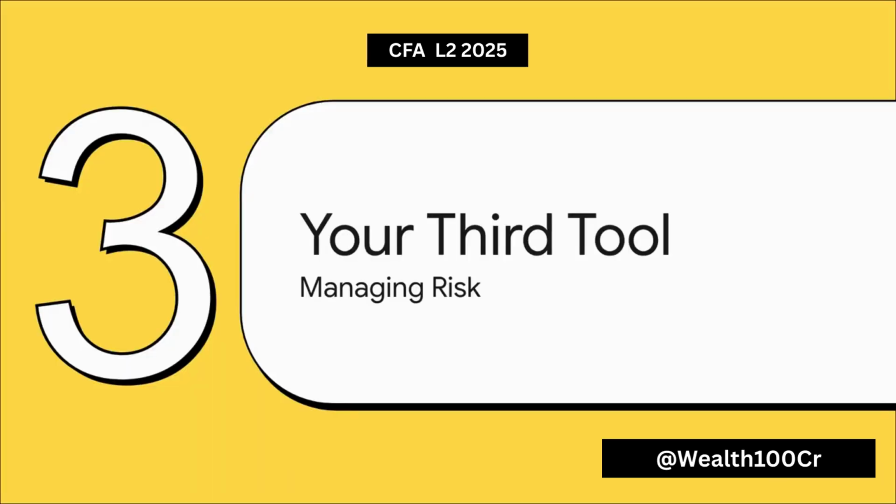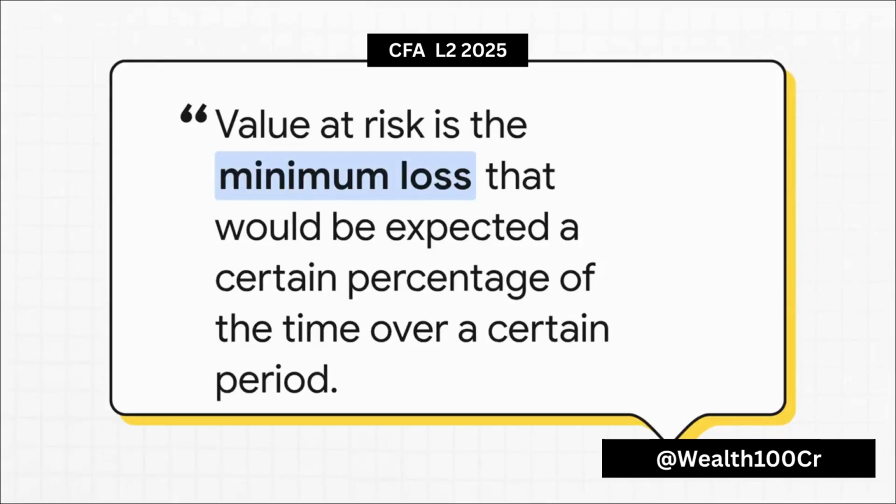All right, so we've got a tool to understand returns and a tool to measure skill. That brings us to our third and final tool, the one that helps us manage risk and answer that one question every client eventually asks, just how bad can it get? And that's where value at risk, or VAR, comes into play. Now, this definition right here from the curriculum, every single word matters. Notice the key phrases. It's the minimum loss for a certain percentage of the time over a certain period. It is a statement about probabilities, not some guarantee about the absolute worst thing that can happen.